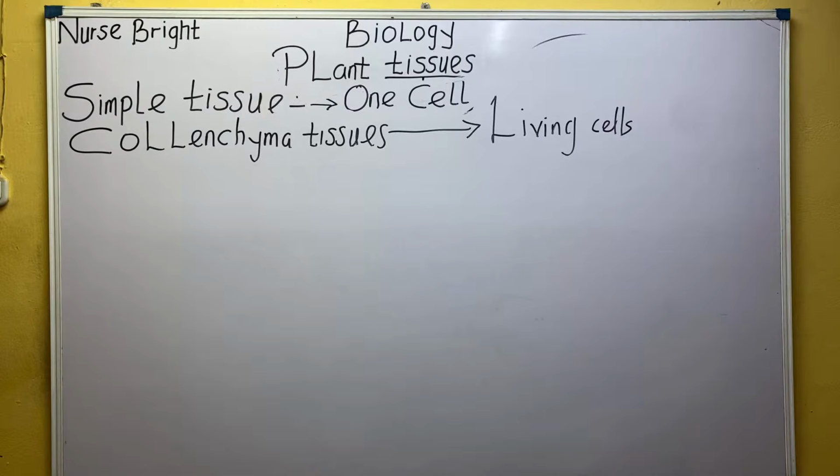Now, let me tell you, the cells of the collenchyma tissues have uneven thickened cell wall. Alright? Just note what I just said. The cells in a collenchyma tissue have unevenly thickened cell wall. I will show us in the diagram so you can see what we are talking about.